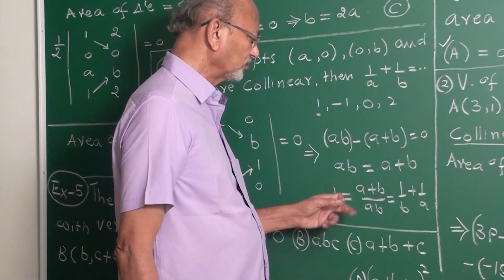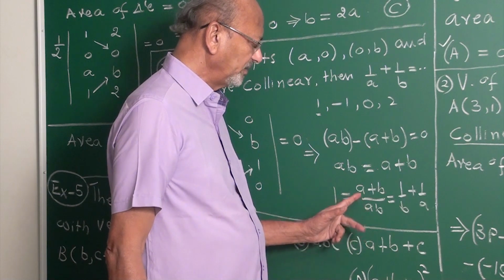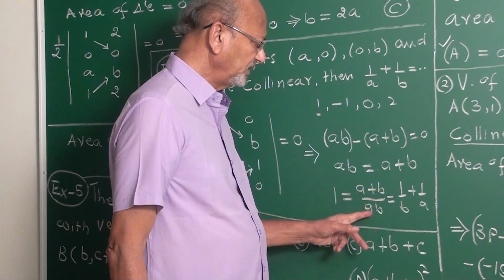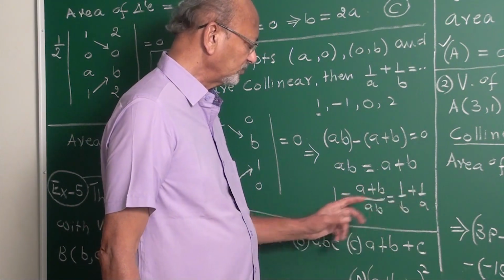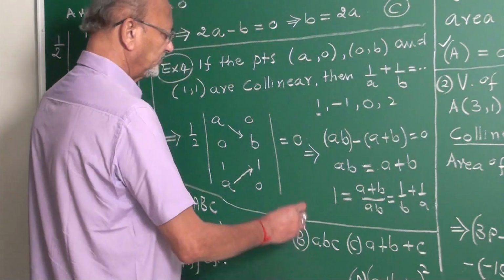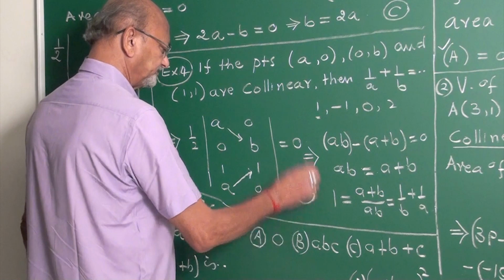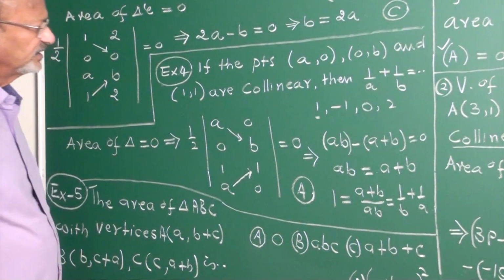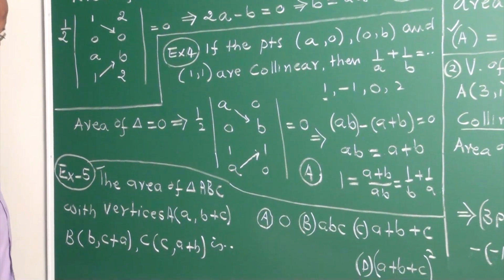So 1 equal to A plus B upon AB. What is this? A upon AB means 1 by B, plus B upon AB means 1 by A. Therefore, what is the value of 1 by A plus 1 by B? Value is 1. So the option is A. Is it correct? Yes, my friend.